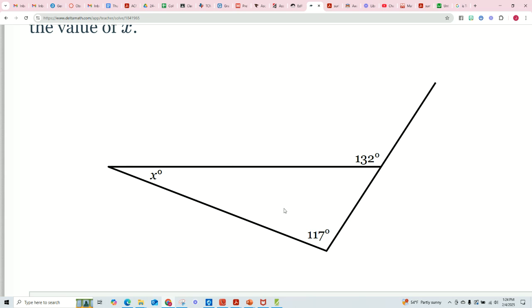I could do 180 minus 132, and that would give me this inside angle here of the triangle. And then I could take those two and add them together and subtract from 180, because in a triangle they all add up to 180, and that would give me this one. Here's the rule though about the legs, the exterior angles. The two angles that don't touch the exterior angle, this one and this one, these two add up and are equal to the exterior angle.